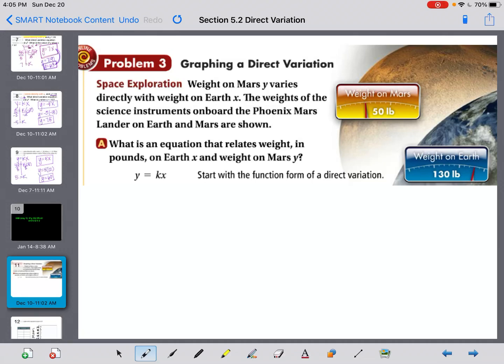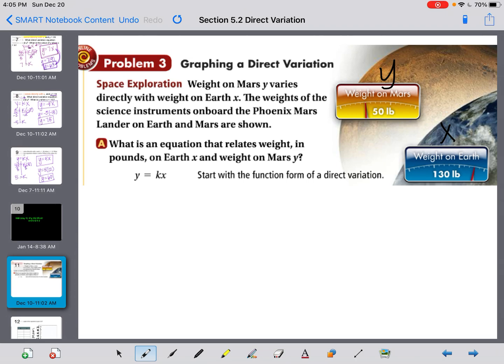Section 5.2, direct variation part 2. We're going to do some word problems and some graphing. Okay, so the first one: weight on Mars, which is your y, varies directly with the weight on Earth, which is your x.